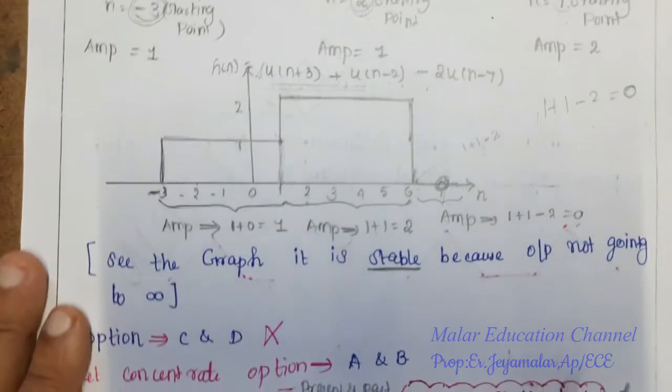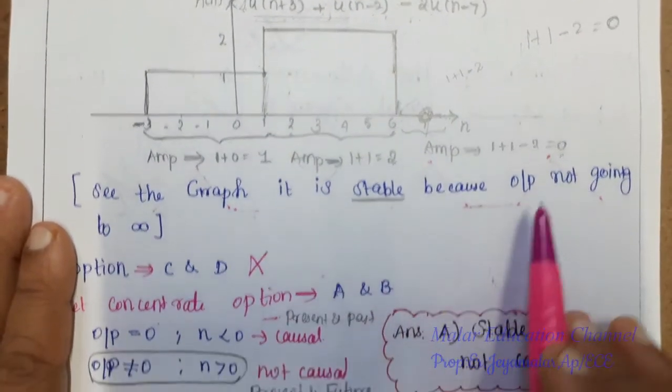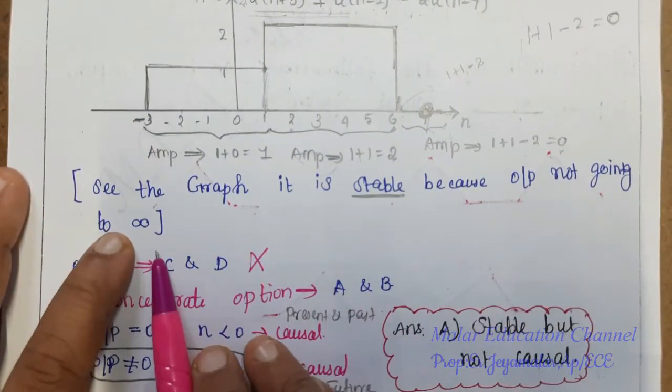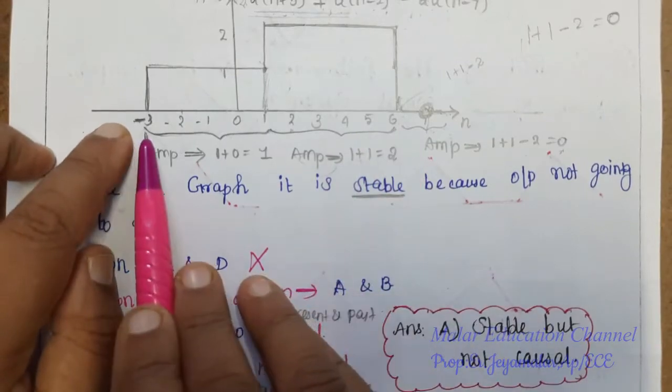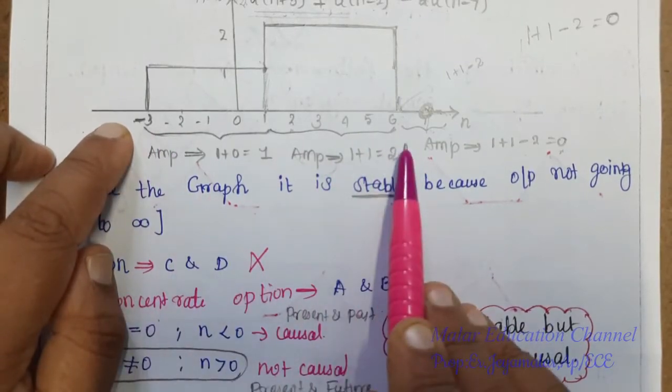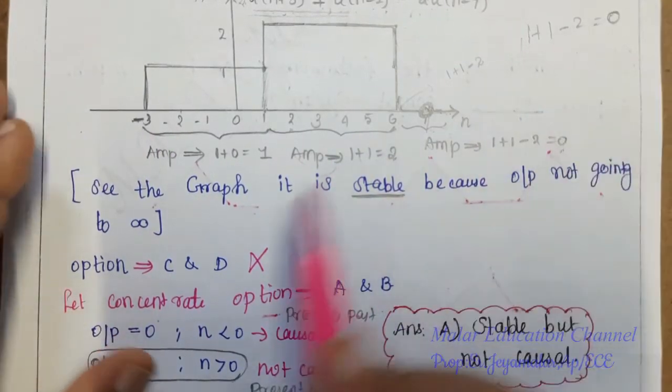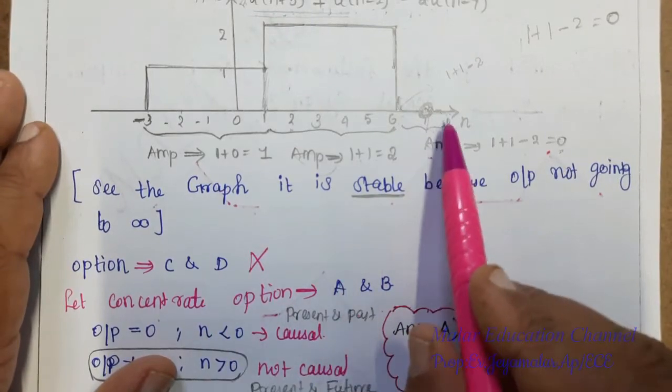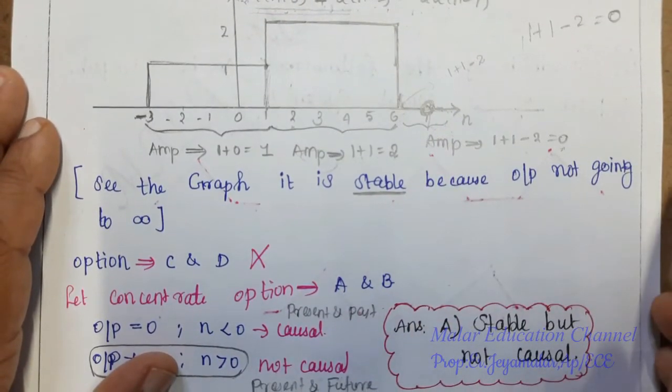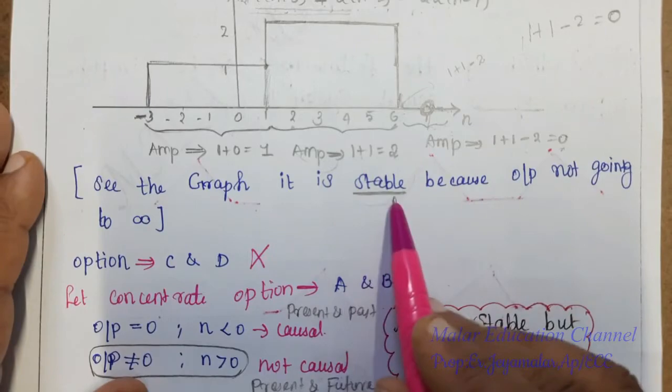See the diagram, see the graph: it is stable because the output is not going to infinity, isn't it? The range is from minus 3 to 6 only. They have some limit. This is not an infinity function. Hence the system is stable.